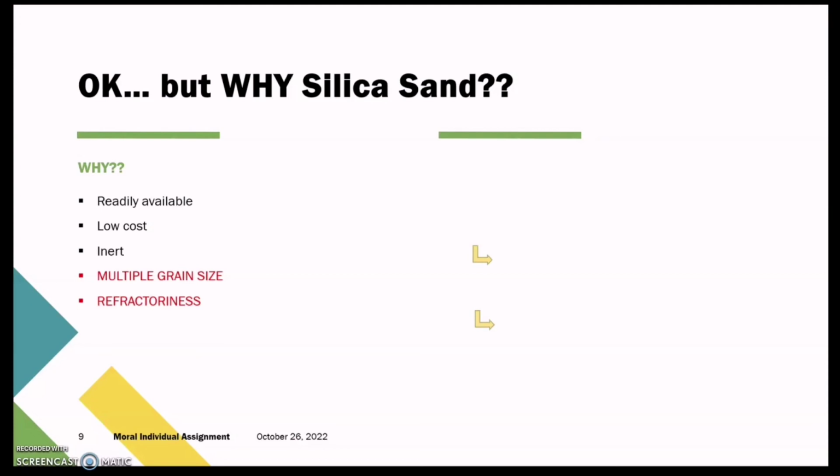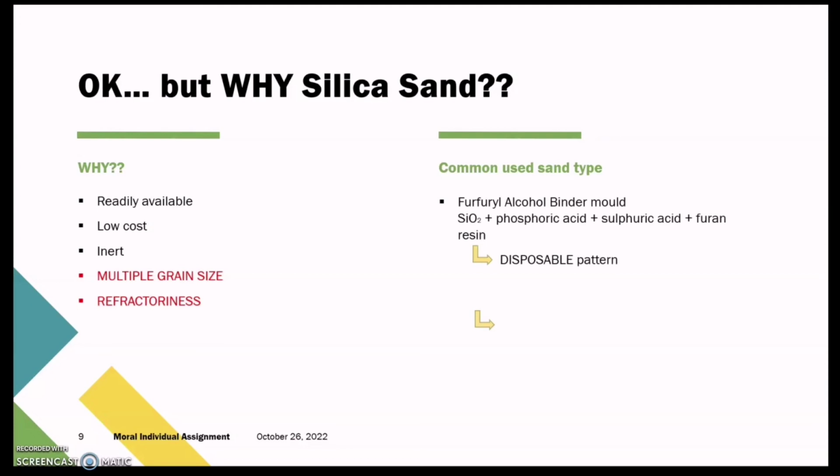Now, let's look into commonly used sand types. The first one is furfuryl alcohol binder mold, which has components SiO2, the silica sand, phosphoric acid, sulfuric acid, and furan resin. This type of sand is widely used in disposable pattern. Next is the CO2, carbon dioxide mold, with components SiO2, sodium silicate, and a supply of carbon dioxide gas to harden the sand. This sand is used in removable pattern.